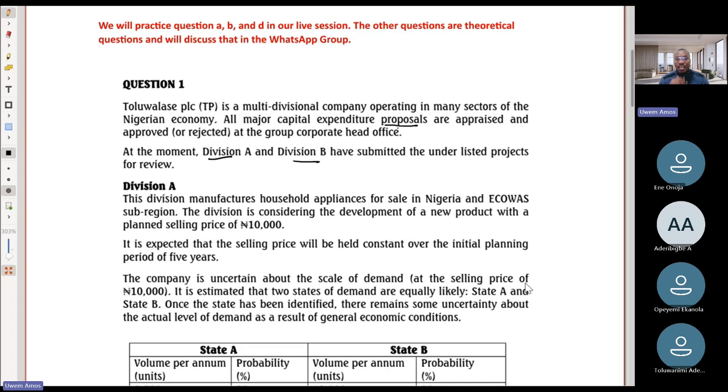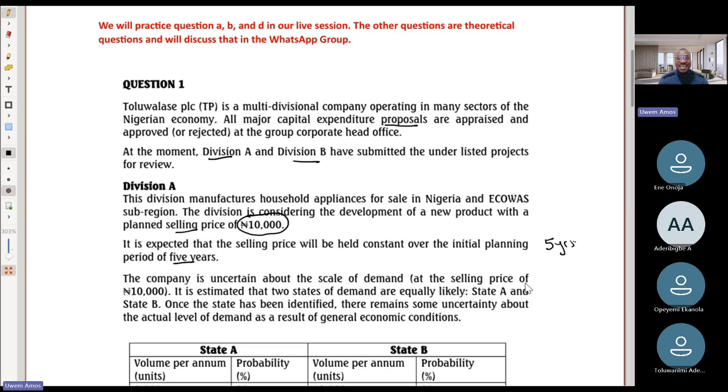The division manufactures household appliances for sale in Nigeria and the ECOWAS sub-region. The division is considering the development of a new product with a planned selling price of 10,000. So I know that this is important information. This is a selling price of 10,000 here. It is expected that the selling price will be held constant over the initial planning period of 5 years. So looking at a project for 5 years.